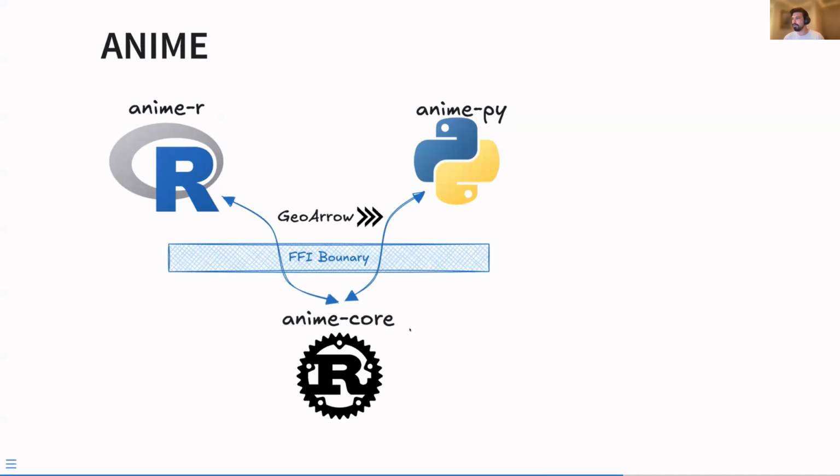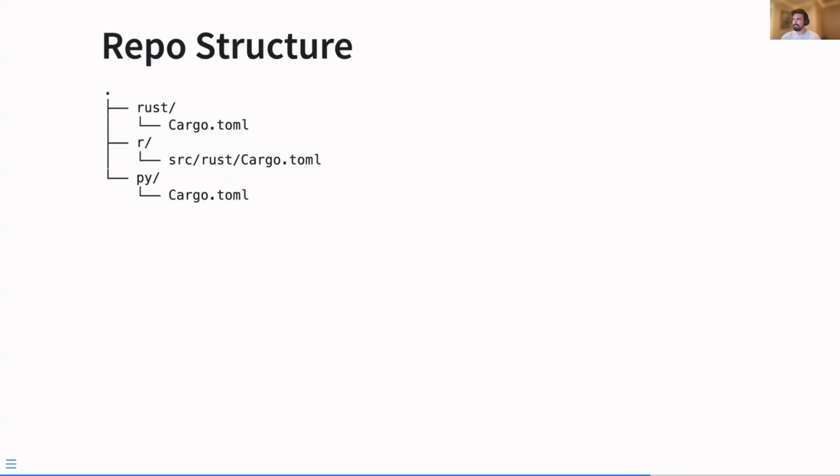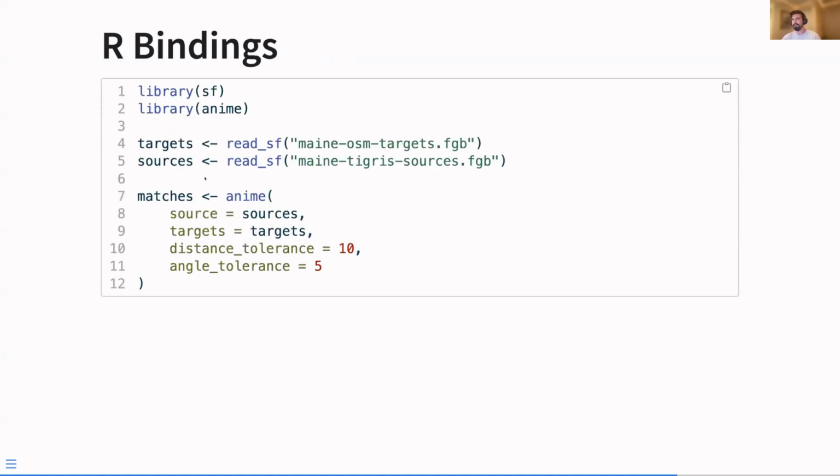The idea here is that we've written this core algorithm in Rust, and we have bindings to that core library in R and in Python. But the idea is that we're using GeoArrow particularly to send data across to the Rust core library. So both the R bindings and the Python bindings are using Arrow to send that data over. And this is helpful, going back to the last talk, where we have a single mono repo structure, where we have a Rust folder, which contains the core Rust implementation, then an R folder, which contains the definitions of the R bindings, and then a Python folder, which has the Python bindings.